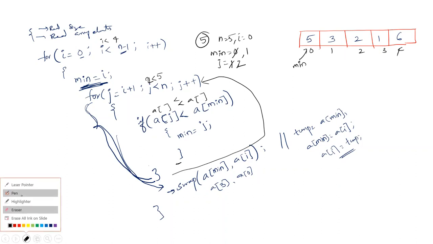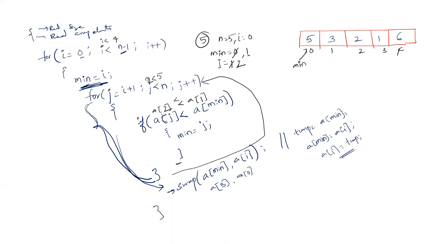Next, j value is 2 and min value is replaced again. What is the min value? 1. So a of 2 less than 1. What is a of 2? 2. Is 2 less than 3? Yes, it is true. If it is true, replace min equal to j. So the j value should be assigned to min. What is the j value? 2. 2 should be assigned to min.